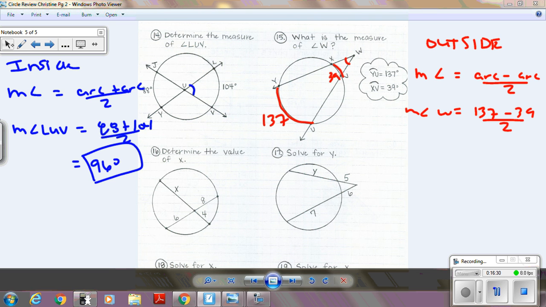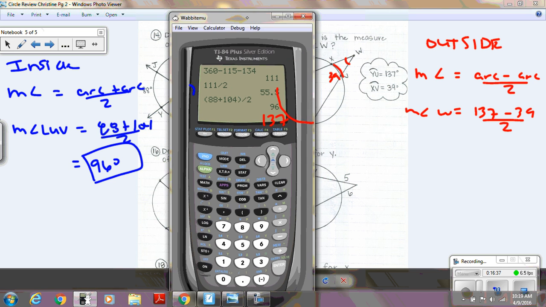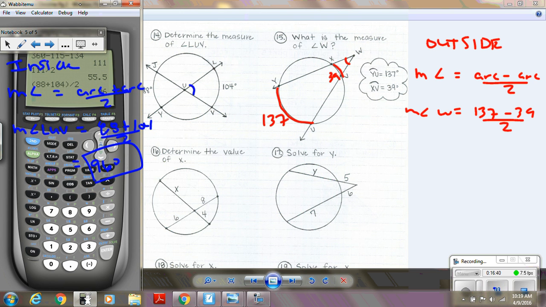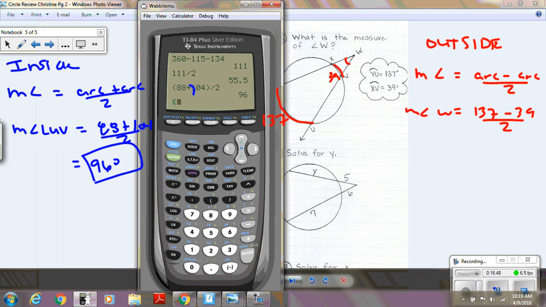Notice the difference from inside to outside. I use subtract instead of add when it's outside. So 137 minus 39. And it's always bigger minus smaller. And you get 49 degrees.